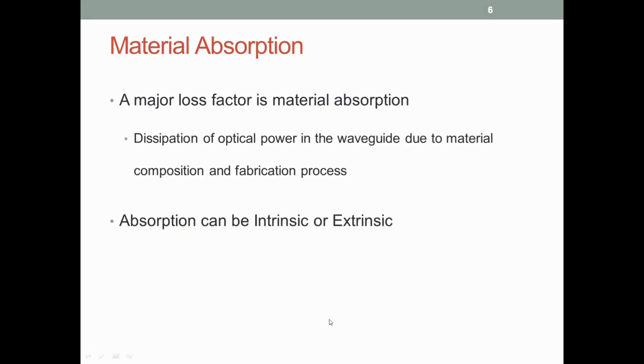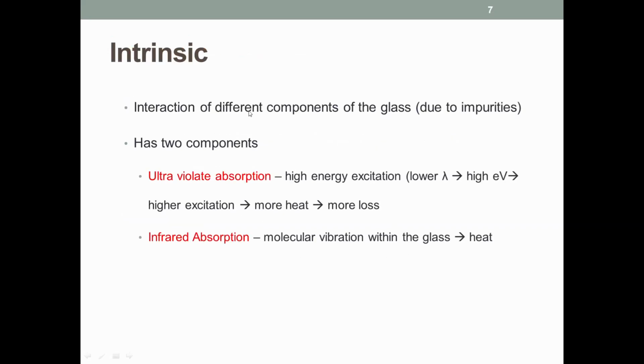Next comes absorption due to the material itself. A major loss factor is material absorption, the dissipation of optical power in the waveguide due to material composition and fabrication. When you take a waveguide, certain materials used in it actually absorb the signal. That is quite unnecessary, but we cannot avoid it. Maybe we can prepare the waveguide from a superior element, but there are still malfunctions because of the material itself. So this can be either intrinsic or extrinsic. We are going to talk about both the cases.